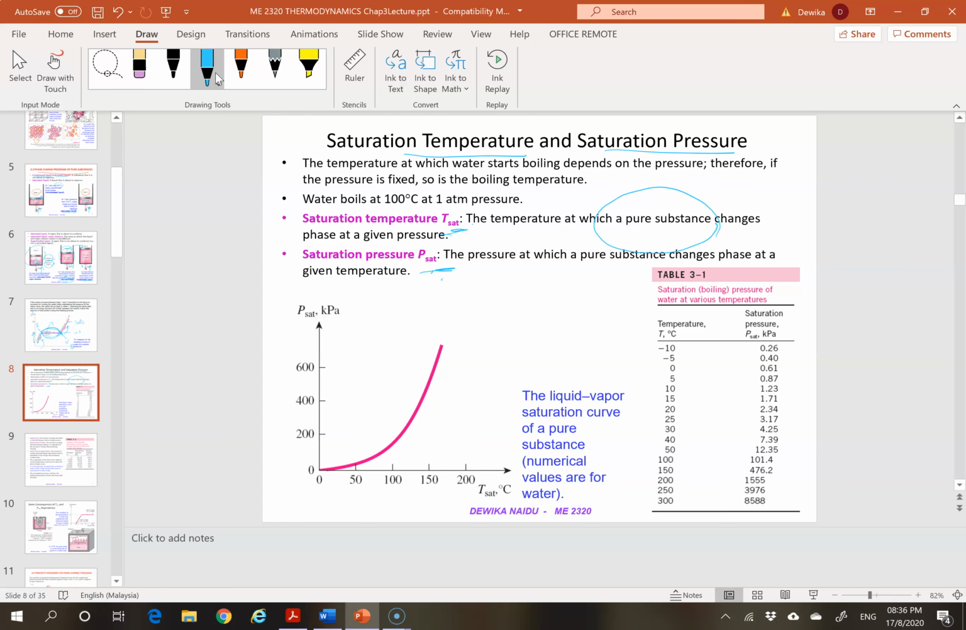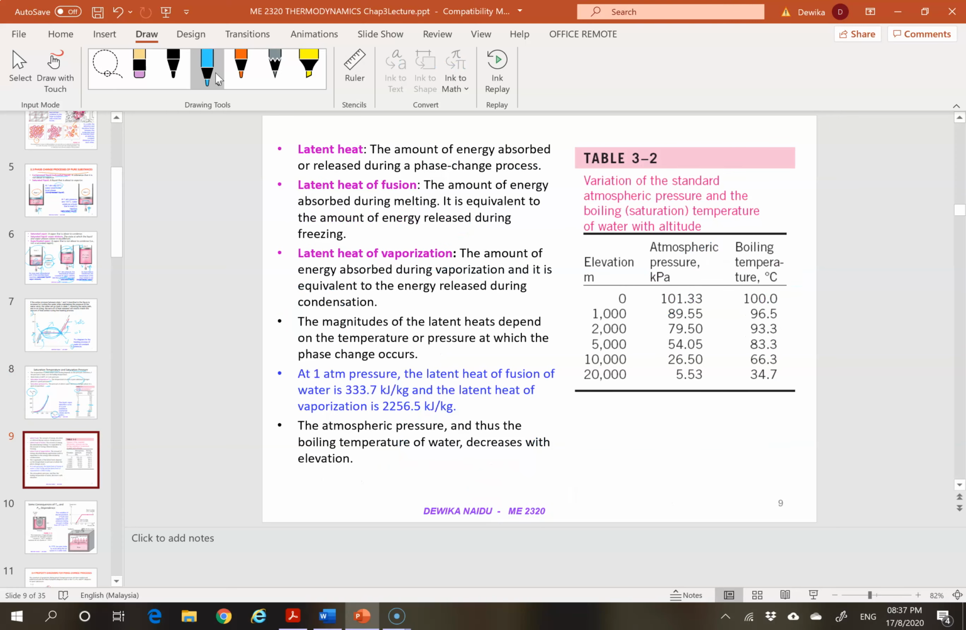These two values, we're going to look at for a pure substance. It actually depends on the pressure. You look at these, this is for water. Water is a common thing, so we'll look at water. You see, at temperature 20, Psat is 2.34, whereas at temperature 100, Psat is 101.4. So it is very temperature dependent. That's why the graph plotted Psat versus Tsat will be a line which is curving this way.